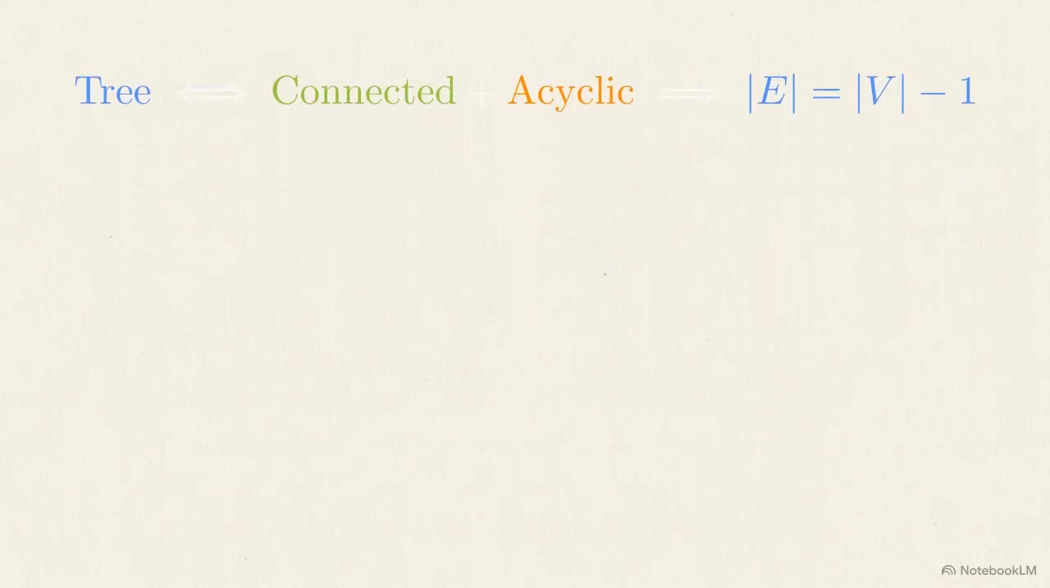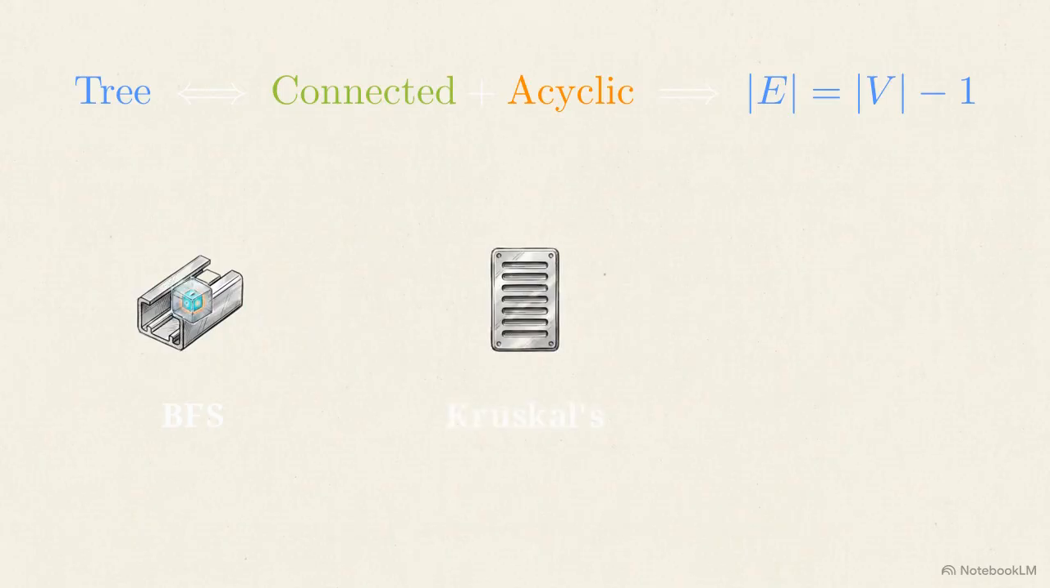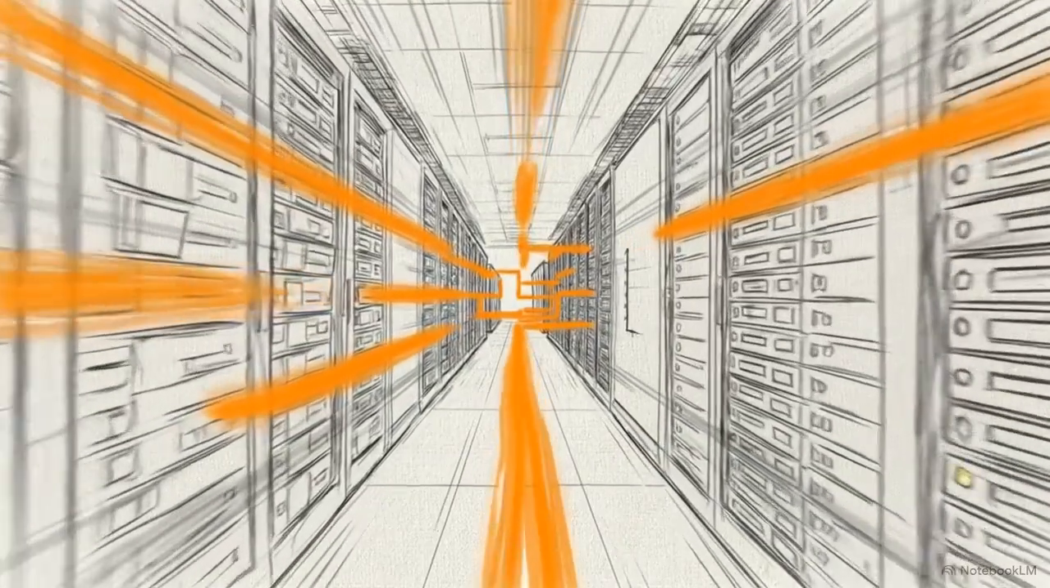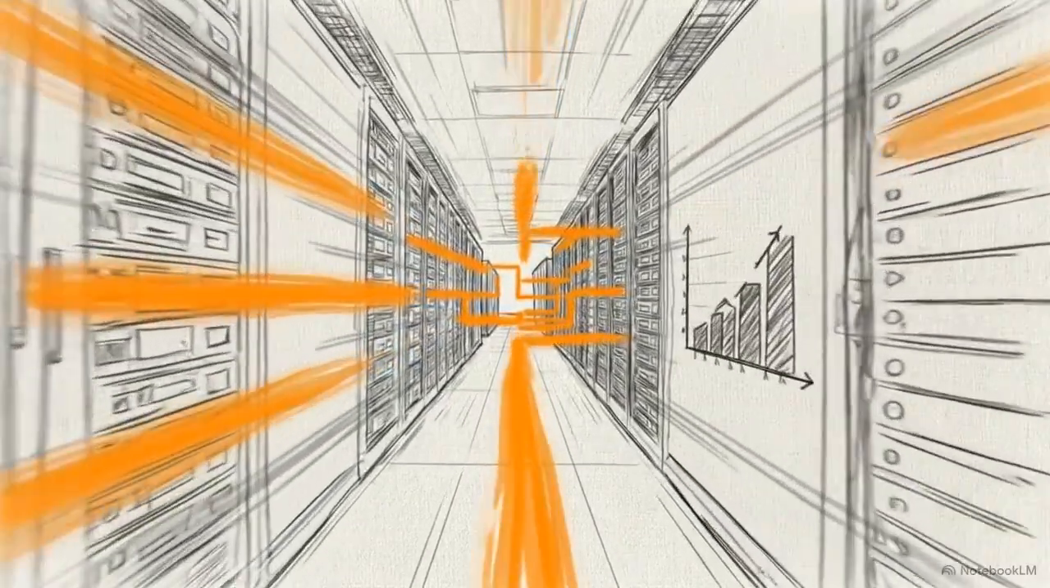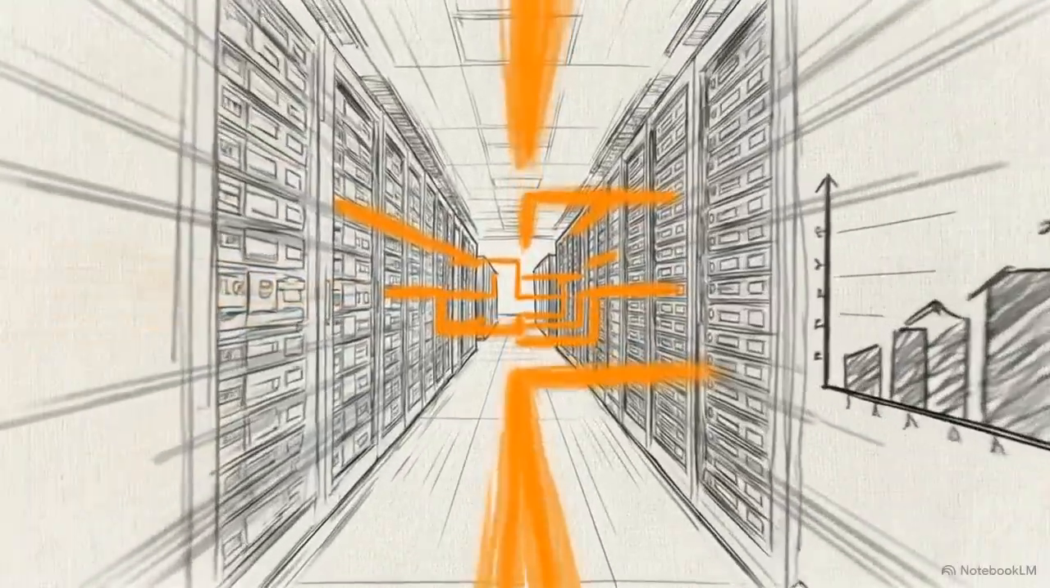This equation is the core thesis. A tree is simply the enforcement of strict connection without cycles. This single structural constraint powers the rapid execution of breadth-first search, the efficiency of Kruskal's algorithm, and the logarithmic retrieval times of binary search trees. Mastering graph theory is about understanding the strict mathematical constraints that make computation scalable.